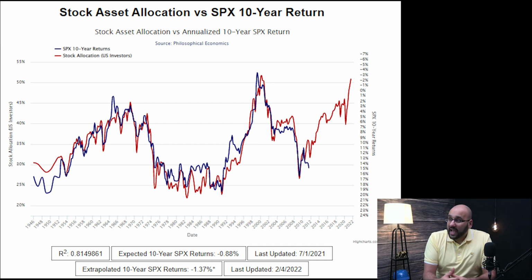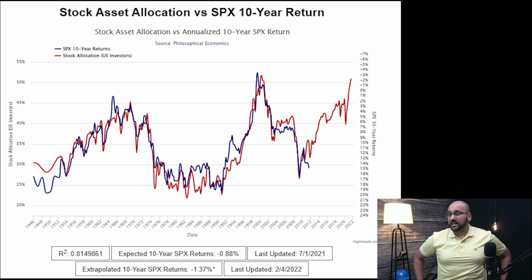I got a really good question that a user asked, and so I want to share it with you. The question was, and I'll show you the chart, looking at this stock asset allocation chart versus the S&P 10-year return, do you feel as though the stock market returns will be low over the next 10 years? When you look at this chart, what you're really seeing is the red line is the stock allocation of US investors over time, and the black line is the return of the S&P for the following 10 years.